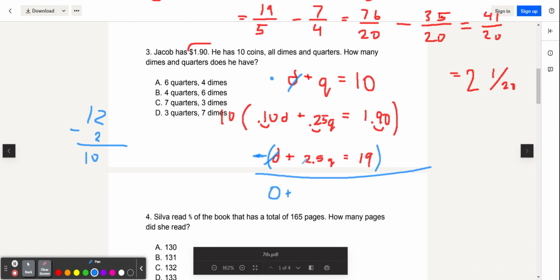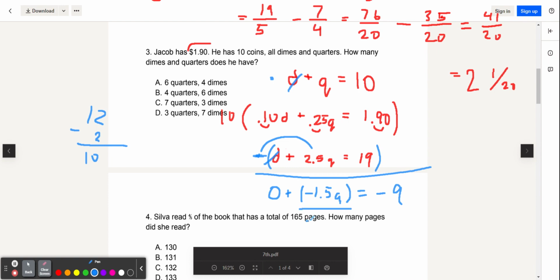And then Q minus 2.5Q, remember this distributes, is what? Negative 1.5Q. Then, on the right side, 10 minus 19 is negative 9. Now, we solve for Q.